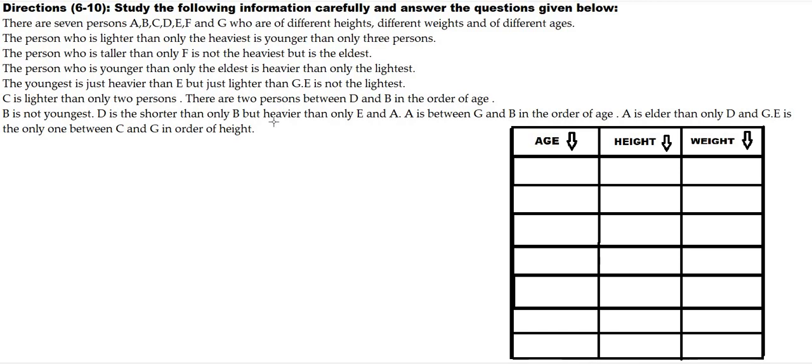Today we discuss one of the difficult questions from the chapter puzzle test in reasoning. Have a look at the question. There are seven persons A, B, C, D, E, F and G who are of different heights, different weights and of different ages. So we got information of 7 persons, height, age and weight.